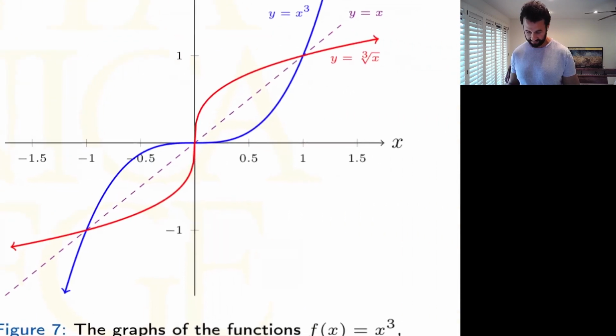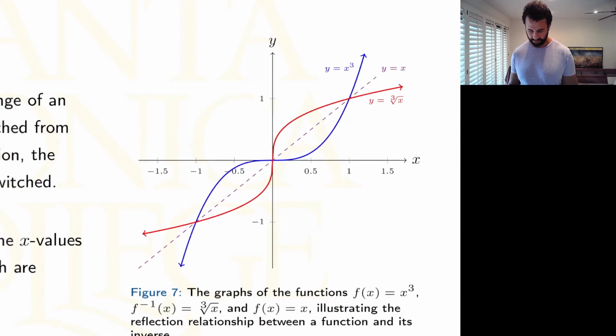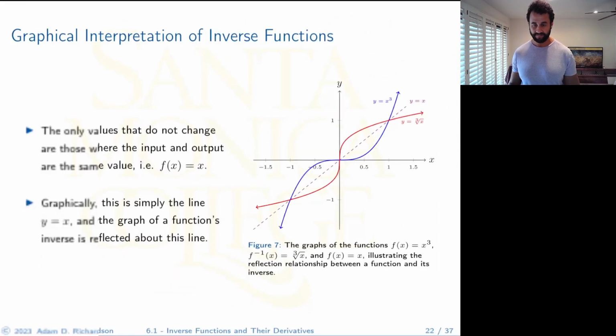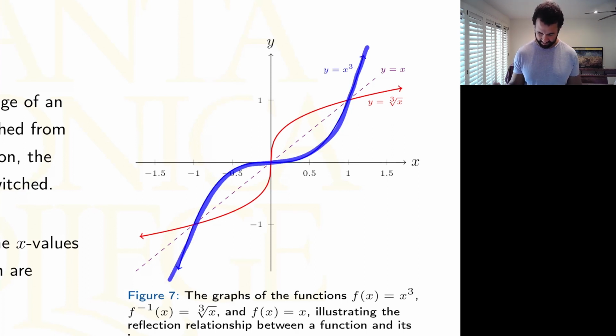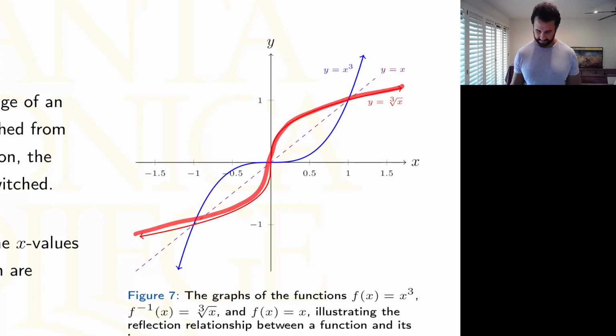I'm going to zoom in here. Here is the function x cubed. Maybe I should just use blue. Here's the function x cubed. Nice, I have a blue laser. That's x cubed. Now, if we switch the inputs and outputs, we end up getting this function, cube root of x.